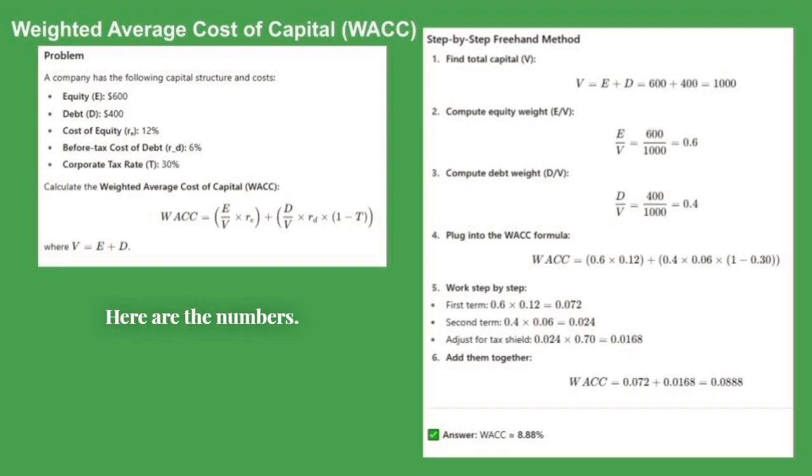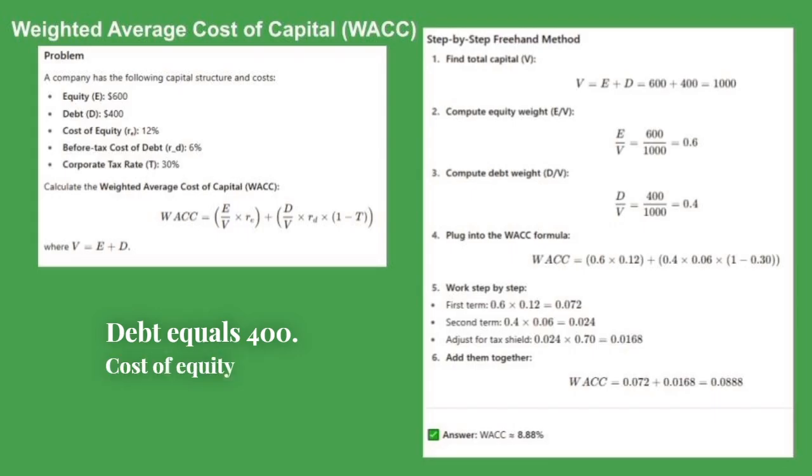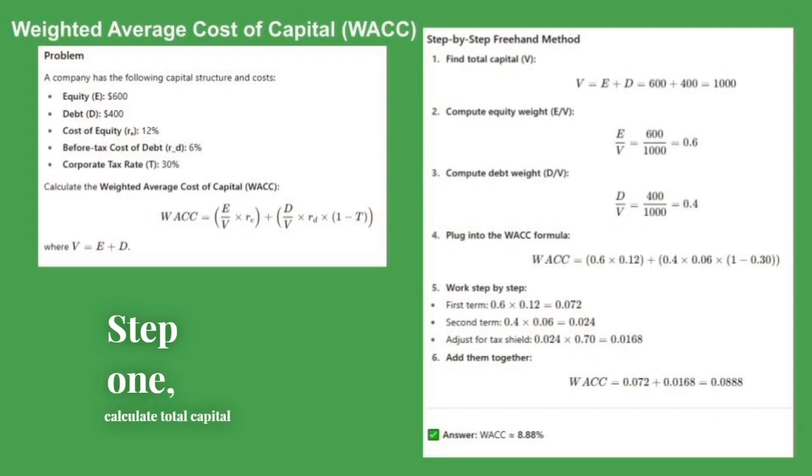Here are the numbers. Equity equals 600. Debt equals 400. Cost of equity is 12%. Cost of debt is 6%. And the tax rate is 30%. Step 1. Calculate total capital, equity plus debt. 600 plus 400 equals 1,000.